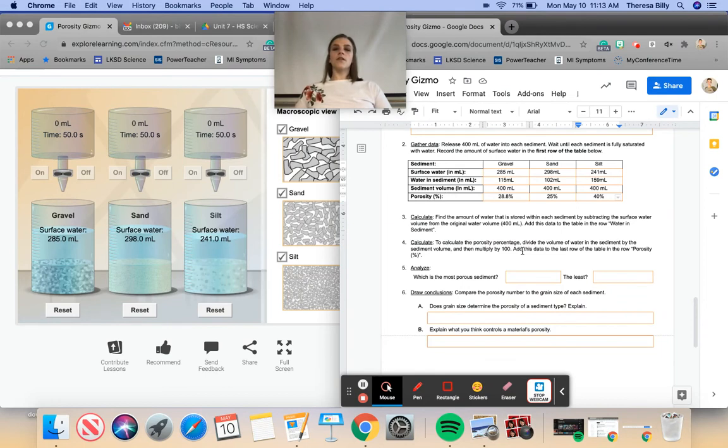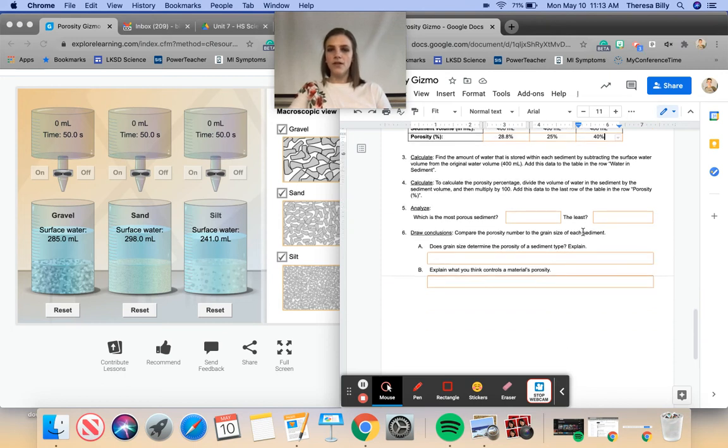So for question 5, who is the most porous? Who's the one who's able to hold the most water? That would be silt. The least would be sand. So drawing some conclusions, compare the porosity number to the grain size of the sediment. Does grain size determine the porosity of a sediment type? And explain why or why not.